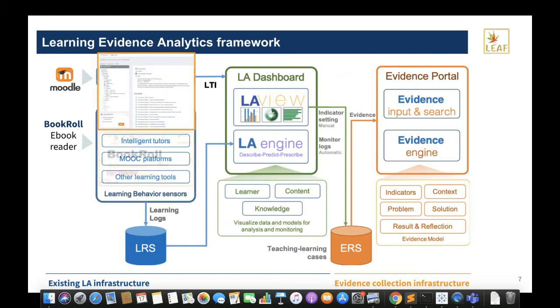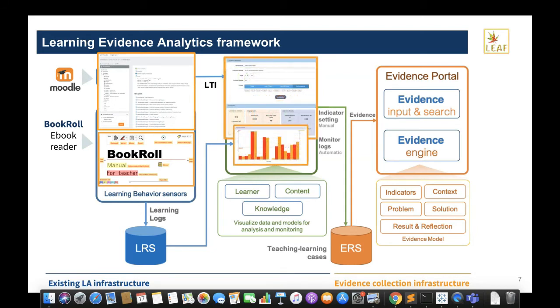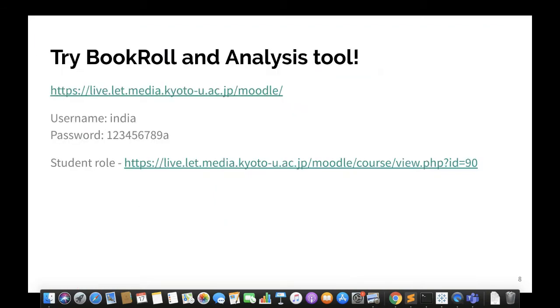Okay. So yeah, this is about the Moodle, and then we have a book roll, and we have a couple of graphs in the analysis dashboard. So at this point, I will take a break. You can try to use the tools that we have built directly. So probably after this talk, you will also get the link for this presentation, and you can use it to log into the system and use the system to get the experience as a teacher as well as a student.